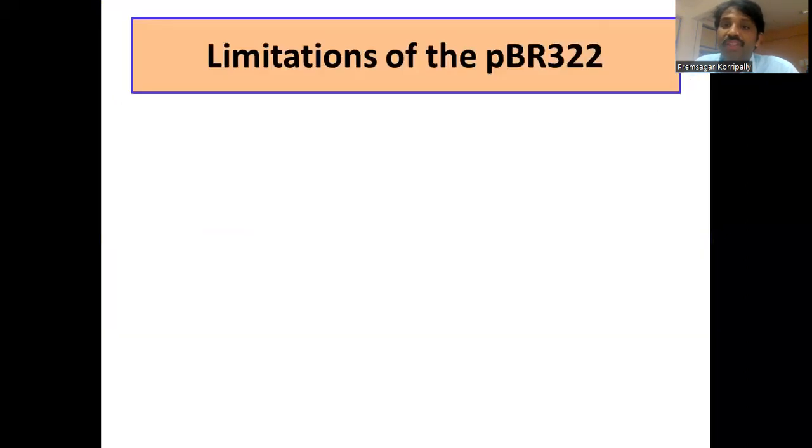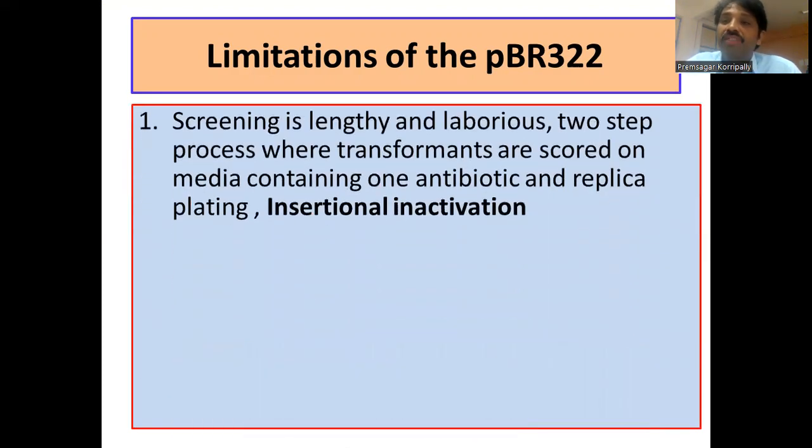In the next one, we will see the limitations of pBR322, even though it is the first cloning vector. The first and foremost is that the screening is very lengthy and laborious. It is a two-step process. First, you have to screen the transformants on media containing the non-used antibiotic. For example, there are two selection markers, tetracycline and ampicillin. If you use the restriction site of ampicillin to clone, then the ligation mixture and transformants are selected on tetracycline. If you use the tetracycline restriction site, then the transformants need to be selected on ampicillin. Then from there, the transformants which grow, you again have to do replica plating and pick the sensitive ones. So it's a lengthy one.